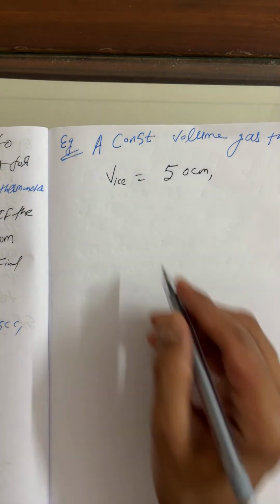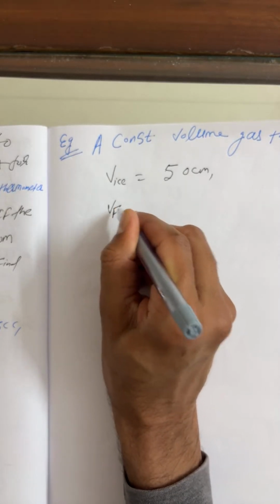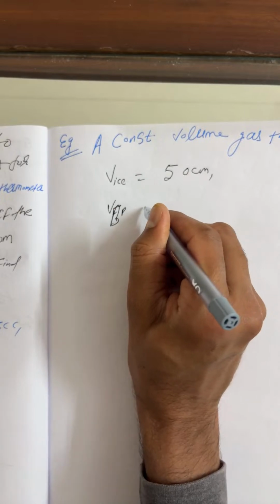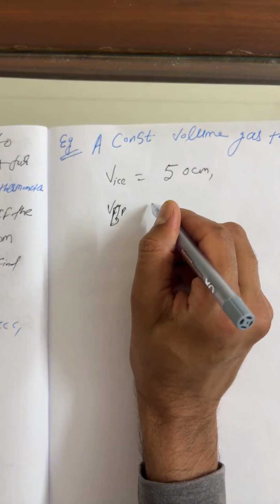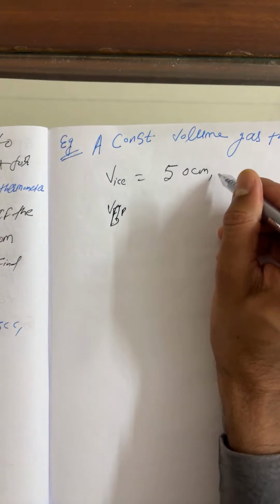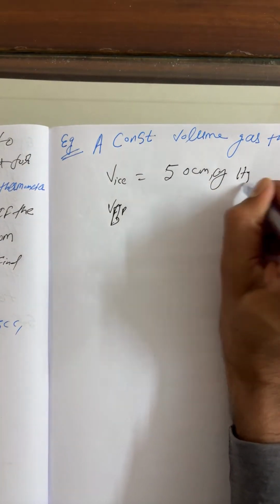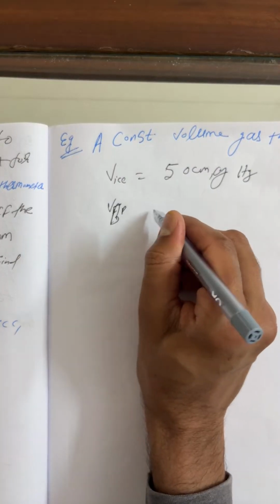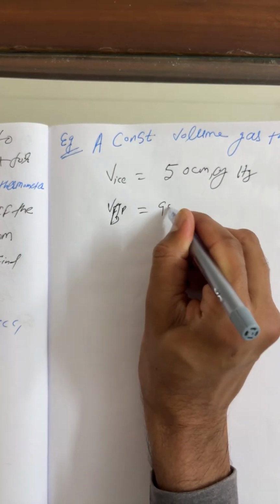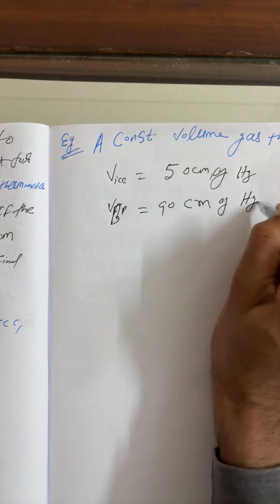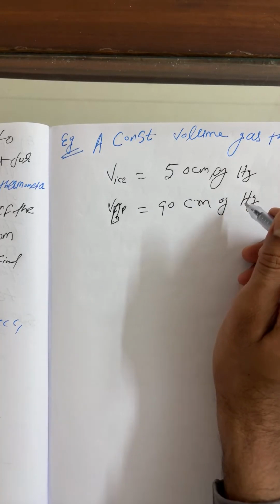Now you can take your freezing point. Sorry, I mean the boiling point. This is mentioned here; keep in mind it is in centimeter of Hg. At the boiling point you can take 90 centimeter of Hg.